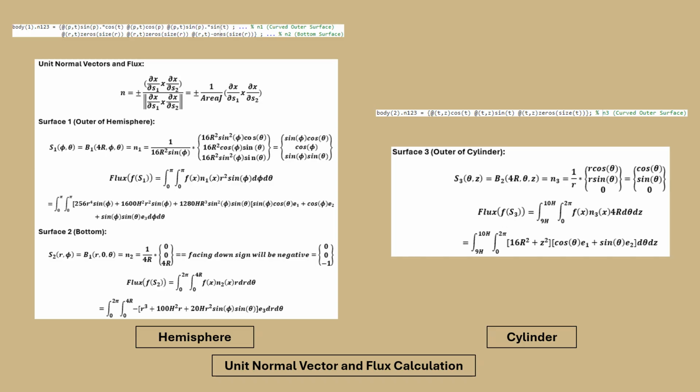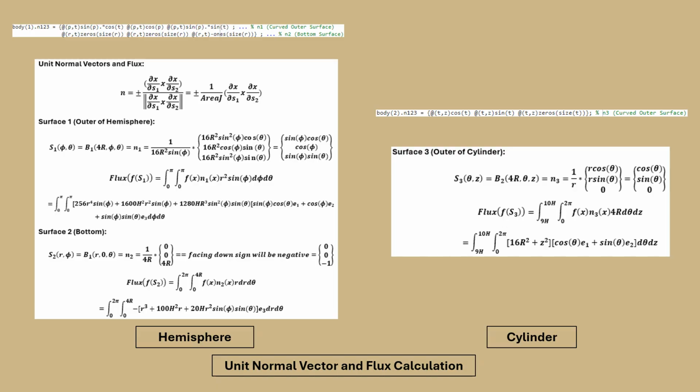Now I will go over my unit normal vector and flux calculations. Starting with the hemisphere, my unit normal vectors in MATLAB are displayed at the top, and the hand derivation of those can be seen below it, where I multiply 1 over the area Jacobian by the partial derivatives' cross product with each other. Then I solve for the flux, which is represented by the body as a function of the scalar field multiplied by the area Jacobian and unit normal vector.